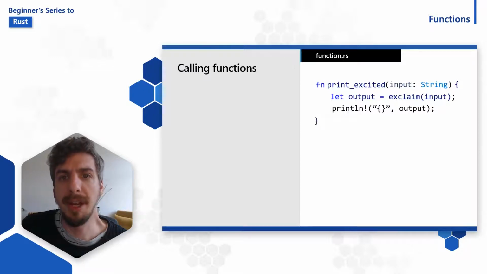You'll notice our printExcited function doesn't have a return type since it doesn't return any value. The last line of our function is a call to println, which does not return a value. Now that we've seen the basics of defining and calling functions, let's jump to a demo and see it all in action. We've seen the basics of how to define and use functions. Let's put it to use.